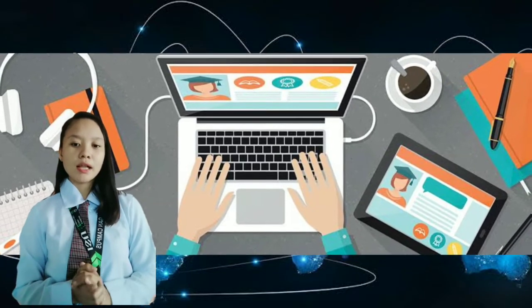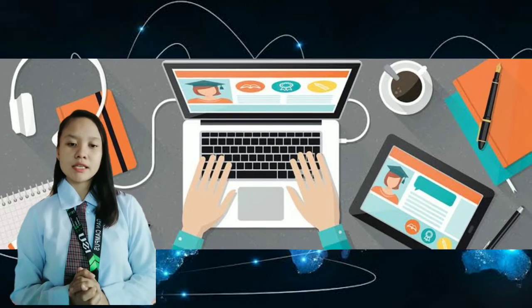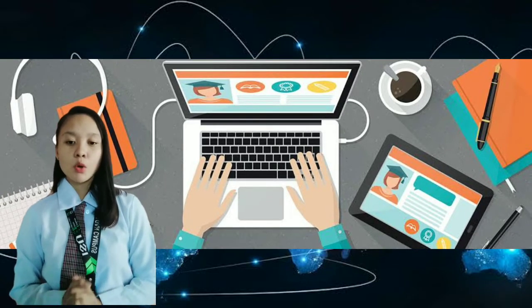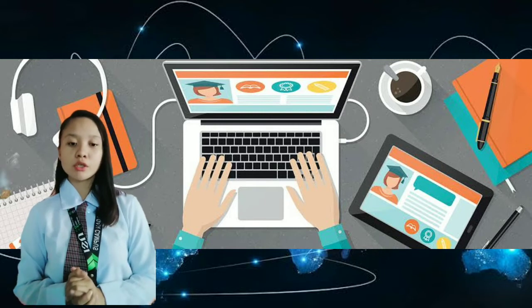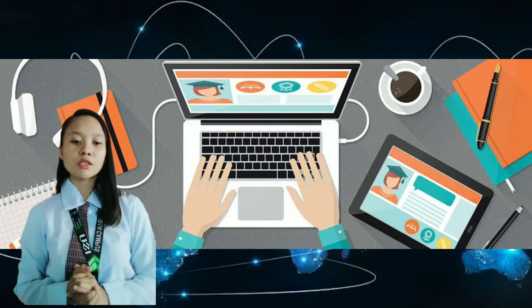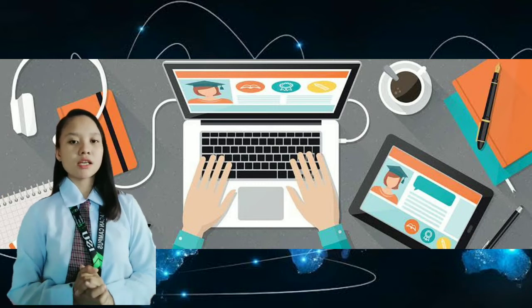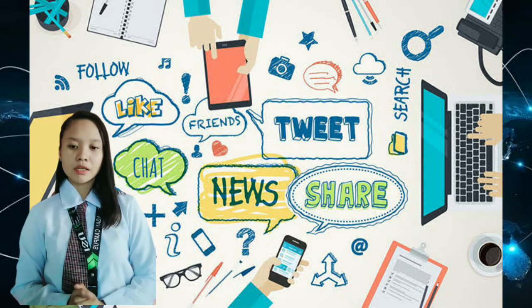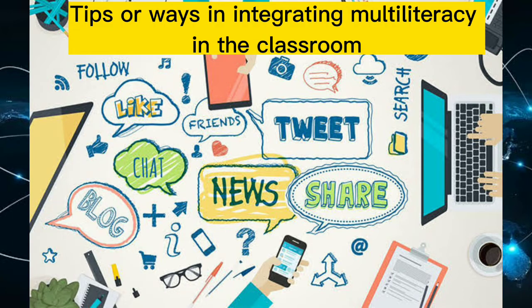Well, teaching multiple literacies requires teachers to understand technology themselves. We as future educators should look for ways to engage with the technology that the students are using, such as social media, blogging, and gaming. So, here are some tips or ways to integrate in teaching multiliteracy to students.